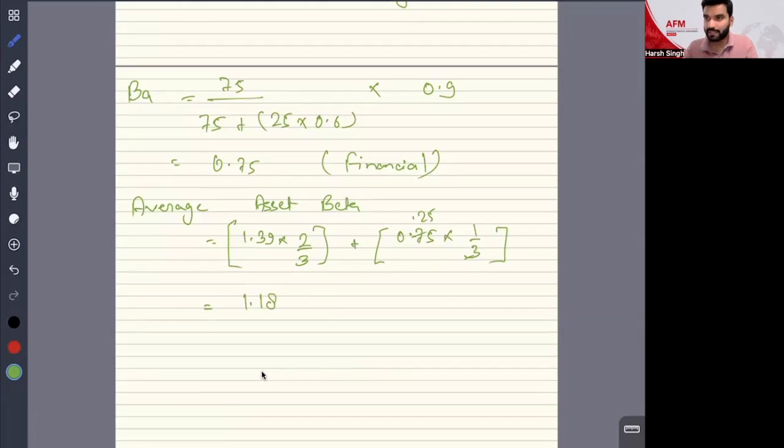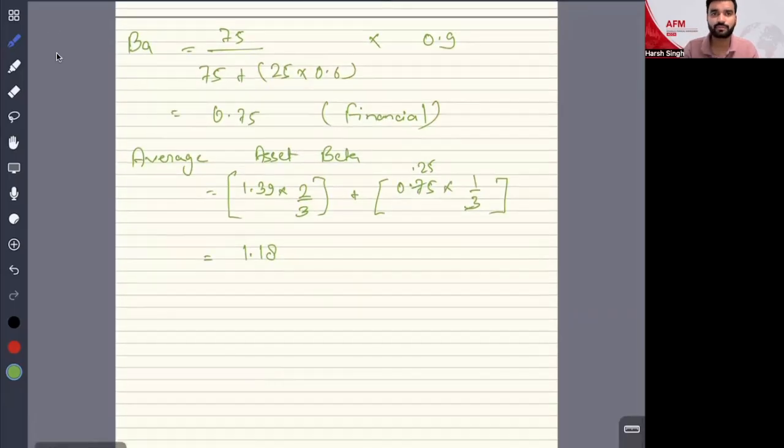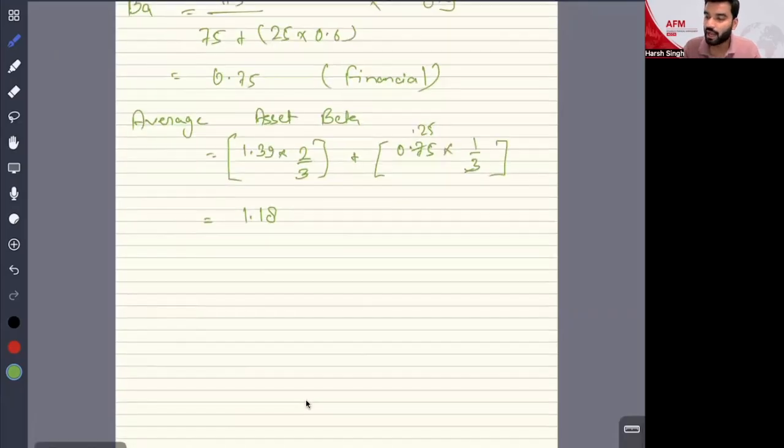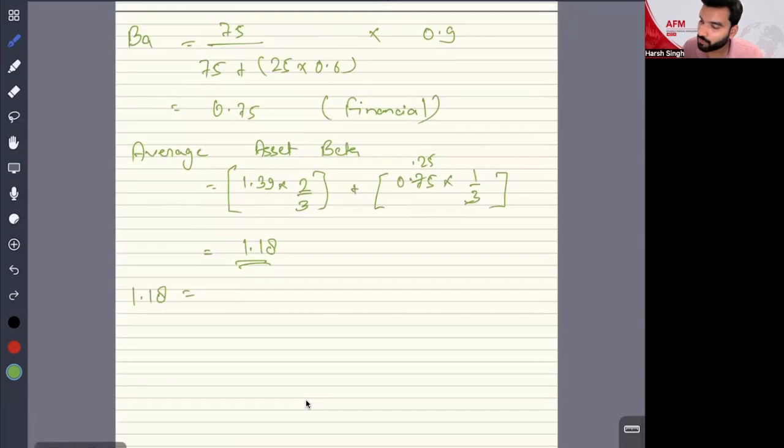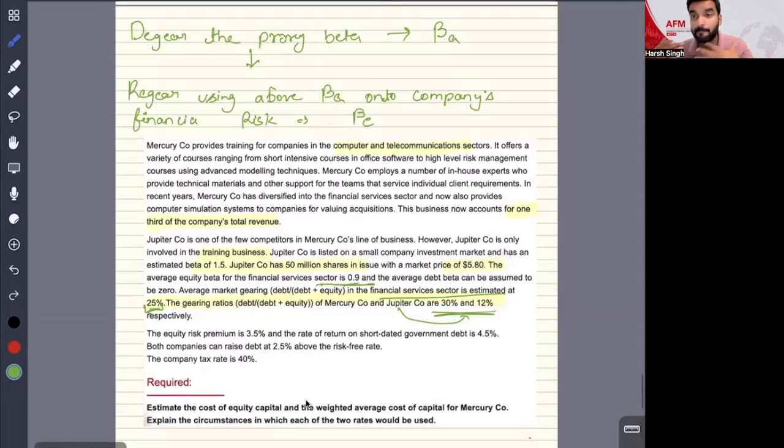Now whatever the process we have done so far, this process is called de-gearing. What is this process called? De-gearing, everyone. Now we will move to the next process, that is called re-gearing. Asset beta is given, correct? So I'll write down 1.18, correct? Simple. Now look at my company. What is my company name? Mercury. Mercury's data is given, 30%.